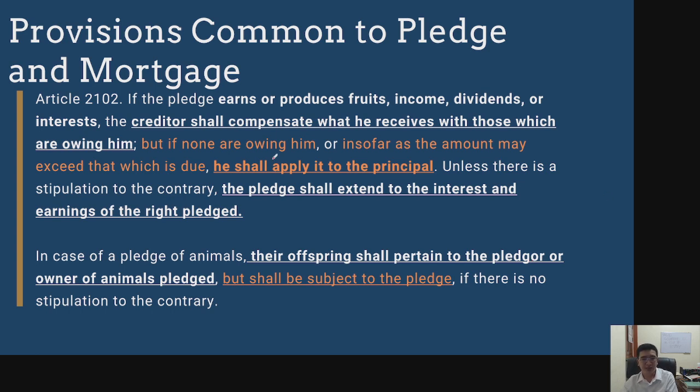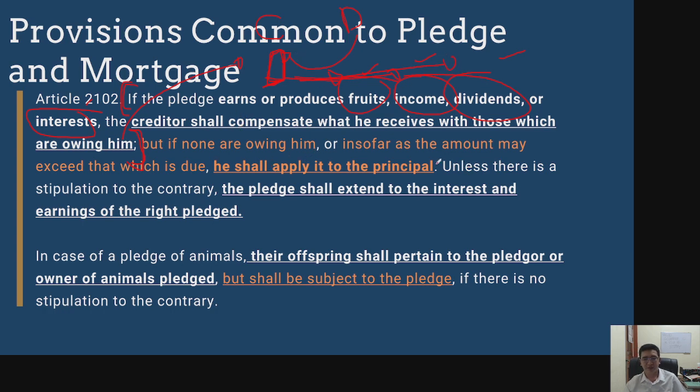2102. If the pledge earns or produces fruits, income, or dividends or interest, the creditor shall compensate what he receives with those which are owing him. So kung ano man daw ang matanggap ni creditor as fruits ng gamit na nasa kanya, dividends, income, interest, i-apply niya yun dun sa pagkakautang ni debtor, no? Since pinledge niya yan, kung ano man ang fruits, income, dividends, or interest na ma-earn because of this property, o diba? Malay mo, this property produces a lot of fruits, lots of income. Diba? Pwede niya yung gamitin pambayad dun sa utang, yung fruits or income.